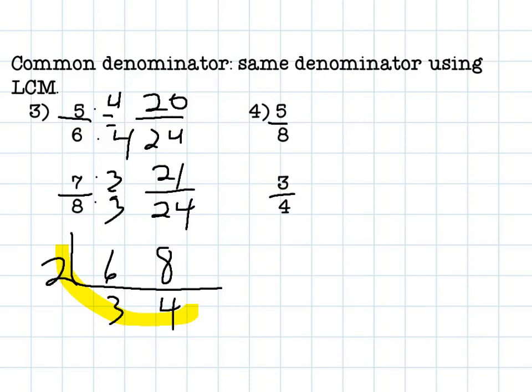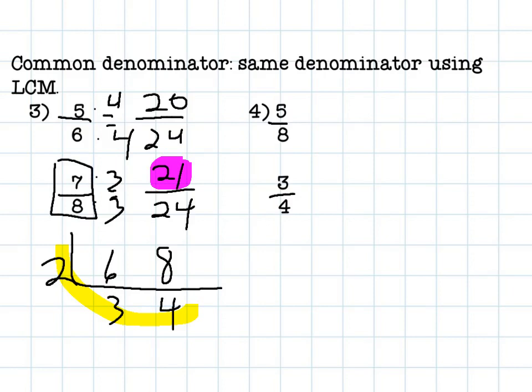We can compare, if we needed to, 20/24 and 21/24. We can now tell which fraction is bigger because they both have the same denominator. The one with the higher numerator ends up being the larger fraction. In this case, 21 is larger than 20, so 7/8 would be your larger fraction.